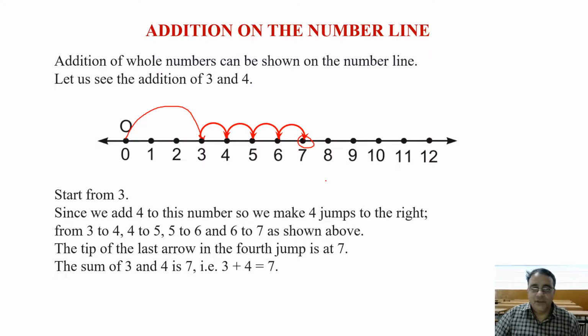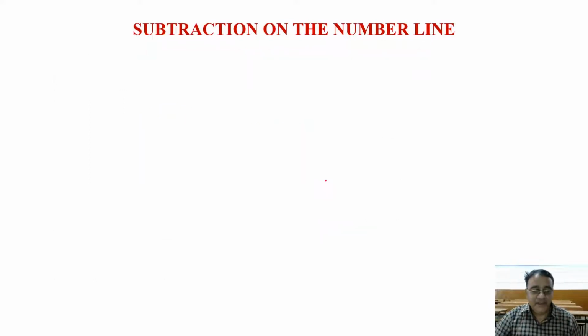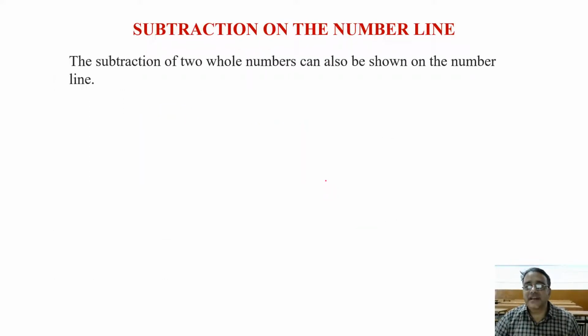Okay, so we'll see subtraction. In addition we move to the right side and in subtraction we move to the left side, right? So the subtraction of two whole numbers can also be shown on the number line. Let us find 7 minus 5.